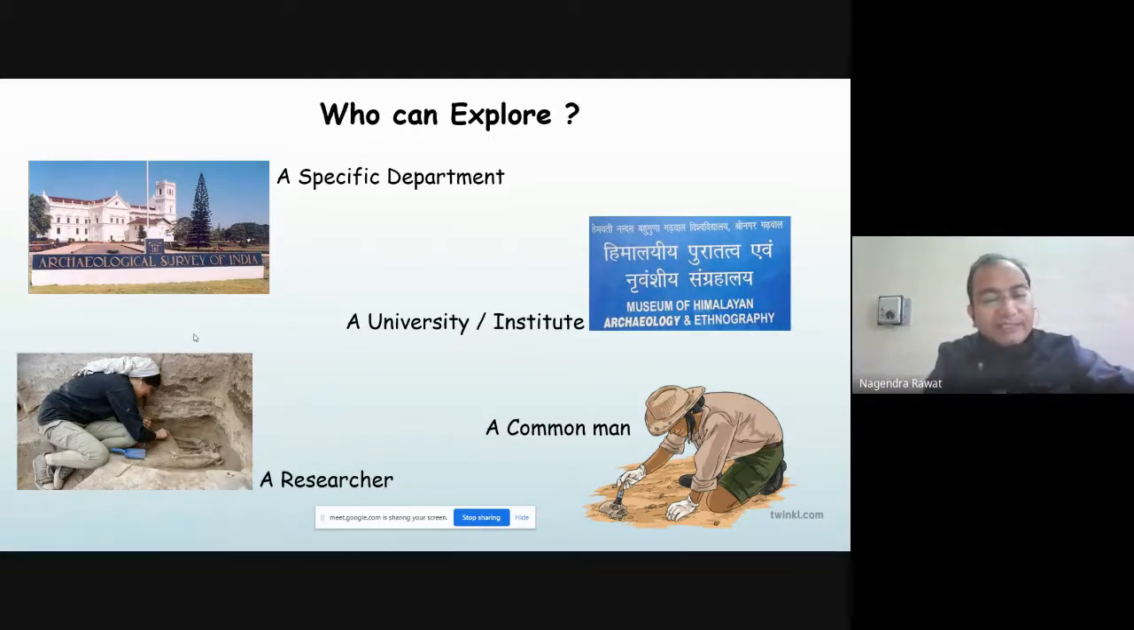The second is a researcher, but that researcher must be affiliated with an institution, and whoever is working on a particular topic, or to solve a particular issue. The next, a university or institute, the department where we are working. I think most of you are working in a university or institute, they can also conduct archaeological explorations. And a specific department like the Archaeological Survey of India can also conduct archaeological exploration in any field.